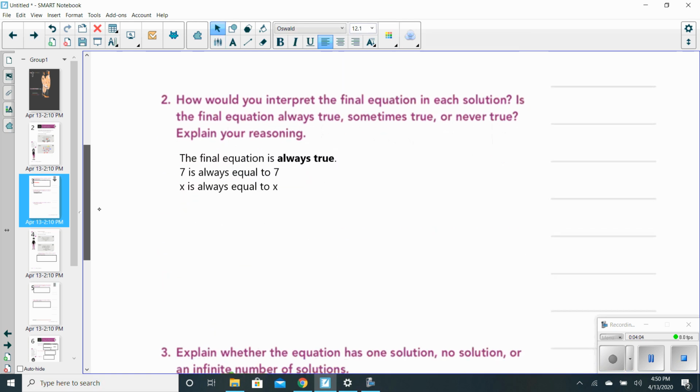Now number 2 says, how would you interpret the final equation in each solution? Is the final equation always true, sometimes true, or never true? And then explain your reasoning. So the final equation is actually always true. Why? Because 7 is always equal to 7, and x is always equal to x.